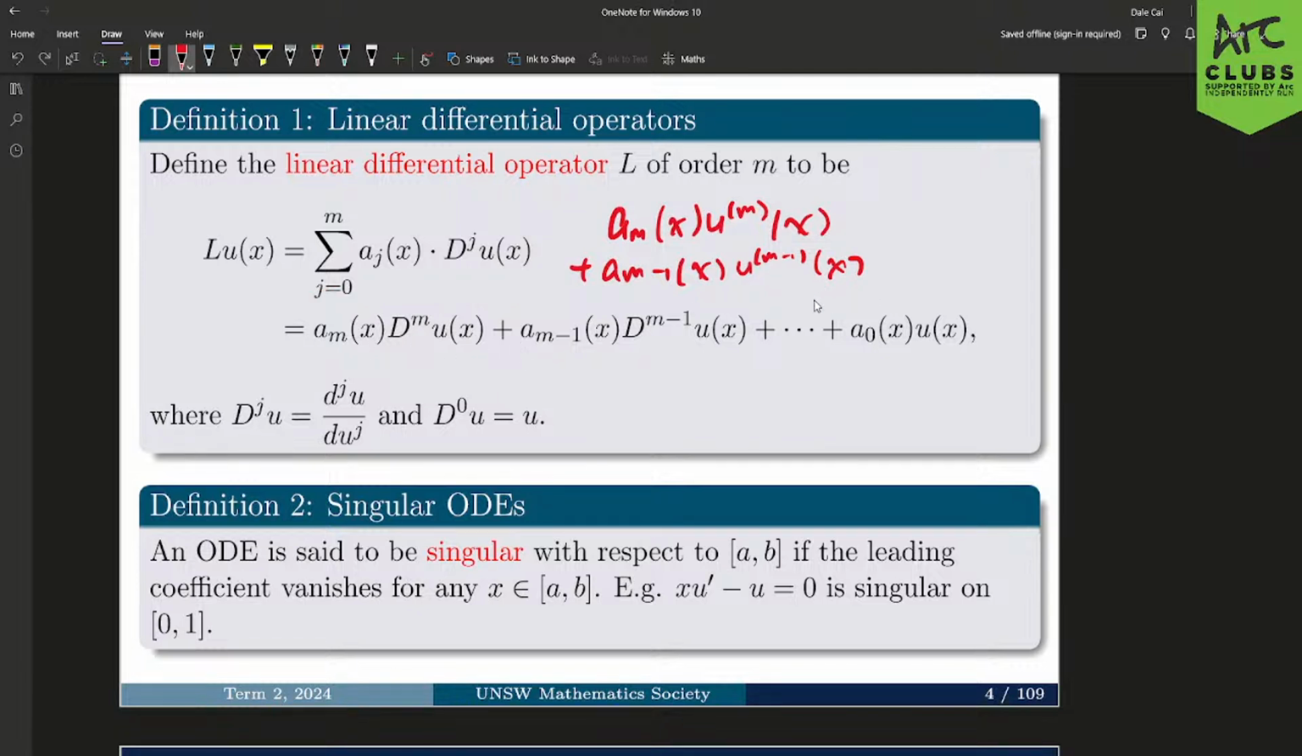And so what I wrote is basically this line over here. It's just the sum of a coefficient in terms of x times the mth derivative of u, and then the m minus 1th coefficient, which is also in terms of x, times the m minus 1th derivative, and so on.